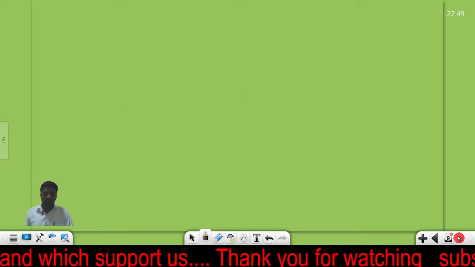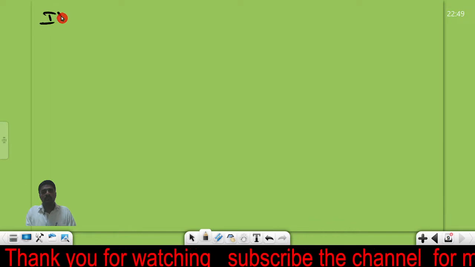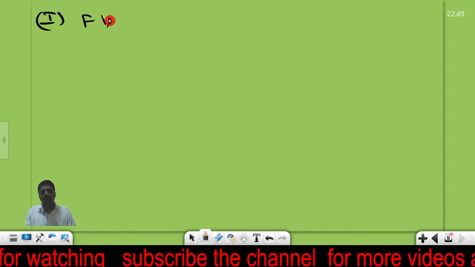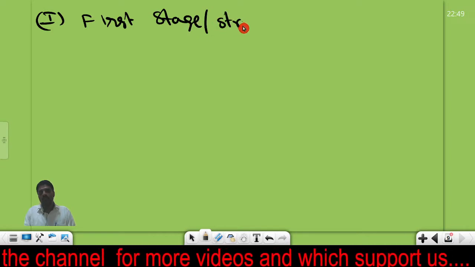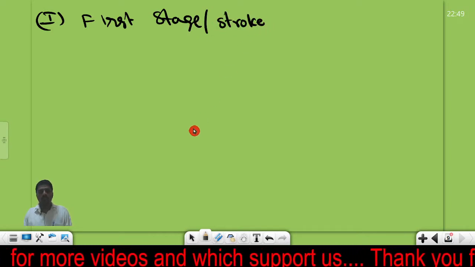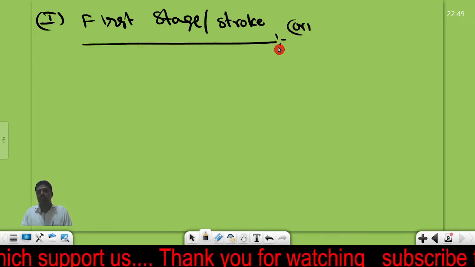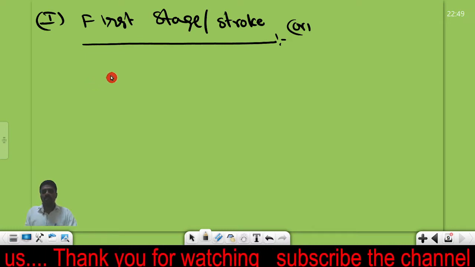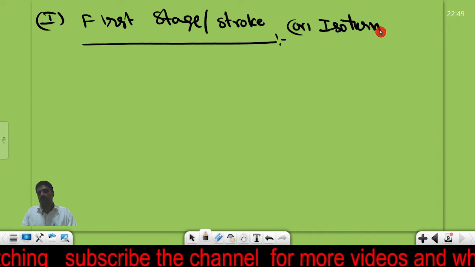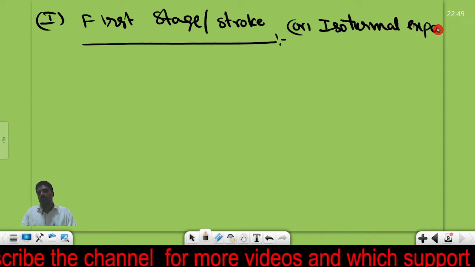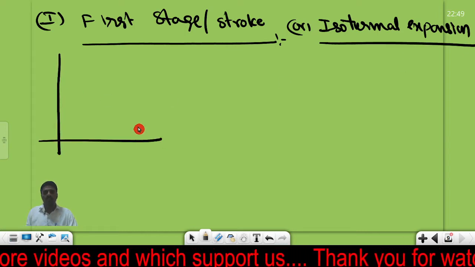The first stage, or we will call it the first stroke. Which process is it? It is already told, it is an isothermal expansion. Let me draw a graph like this.